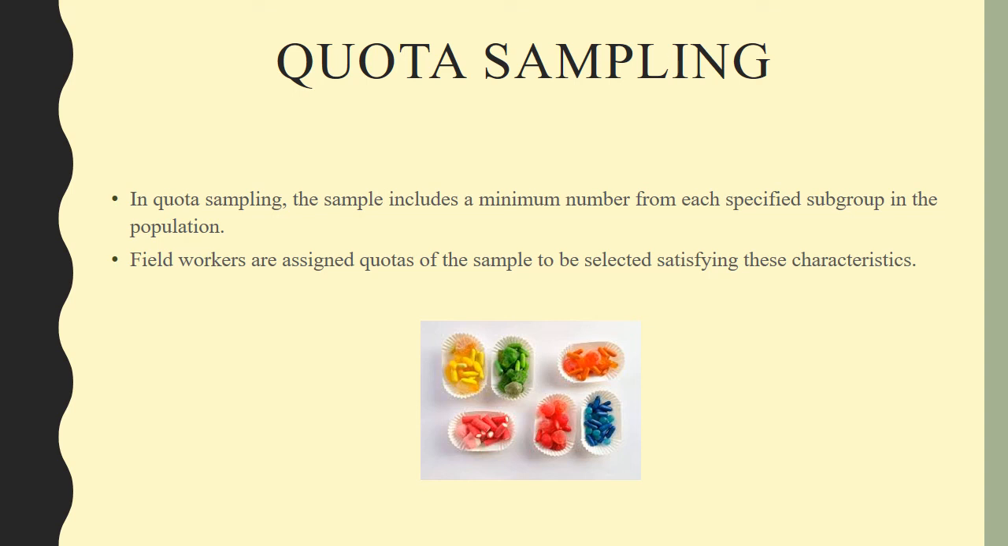So field workers can be assigned quotas of the sample to be selected satisfying these particular characteristics. That is, you are trying to divide that particular population into quotas based on demographic characteristics or any characteristics based on the researcher's requirement. For example, consider a researcher who wants to measure the job satisfaction level among the employees of a large organization and believes that the job satisfaction level varies across different types of employees.